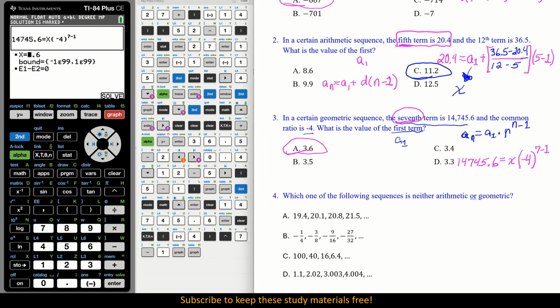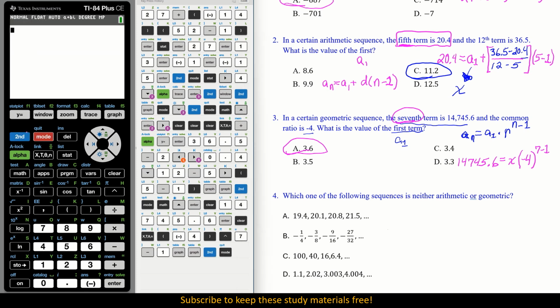Okay, number 4. Which one of the following sequences is neither arithmetic nor geometric? Okay, what you need to do is look for a common difference or a common ratio. All right, so let's back out and start punching some numbers. And I can tell you for a fact that the first one should be 0.7. And it would be arithmetic, okay?